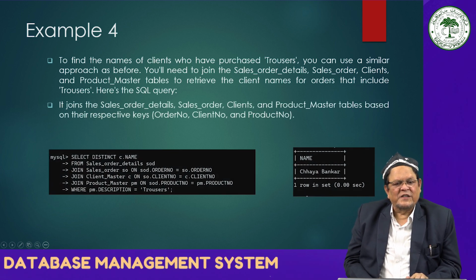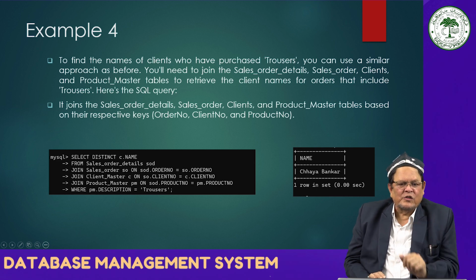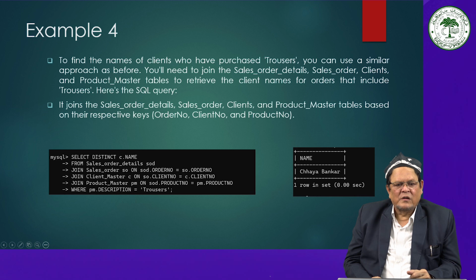Select distinct C.name attributes from C. It will be distinct; I have already explained distinct. From which table? Sales order details SOD. Then here also you have to use 3 joins. First join is sales order SO on order number from SOD is equal to order number from SO.